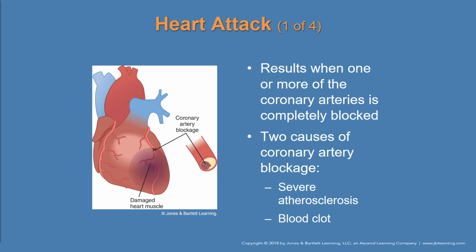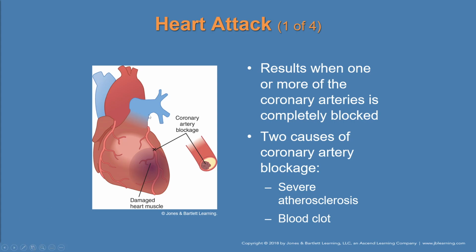The tissue is dying. And so a myocardial infarction is when the muscle of the heart is dying because it doesn't get enough oxygen. And this results when one or more of the coronary arteries is completely blocked. So it goes from narrowed to blocked. Two of the primary causes of coronary artery blockage are severe atherosclerosis. So again, this is a buildup of fat, or a blood clot from somewhere else in the circulatory system that breaks free and becomes lodged in the artery, right?